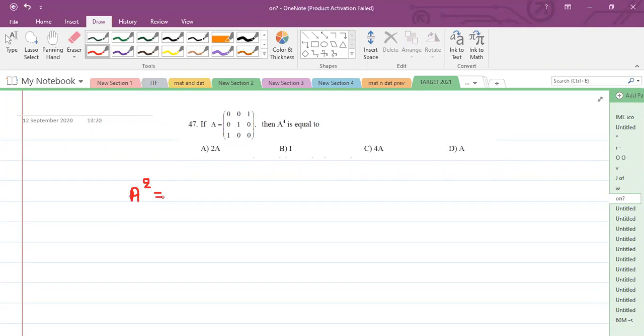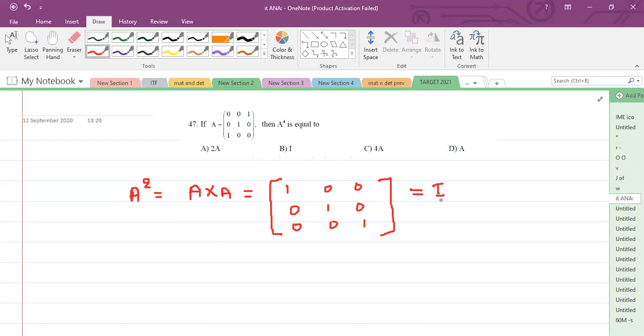So this problem is on the matrix chapter. Okay, it's a very easy question. A square is A into A. If you multiply A into A, then it will be 1 0 0, 0 1 0, 0 0 1. So if you get the identity matrix, A square is equal to I. Then A raised to 4 is equal to I raised to 2.